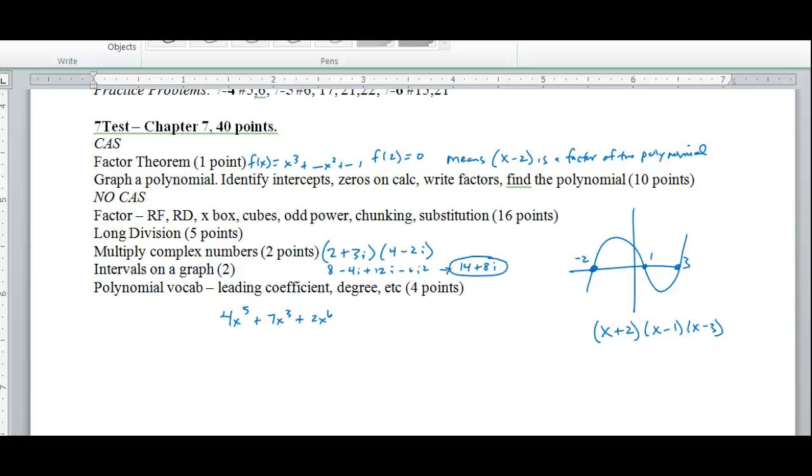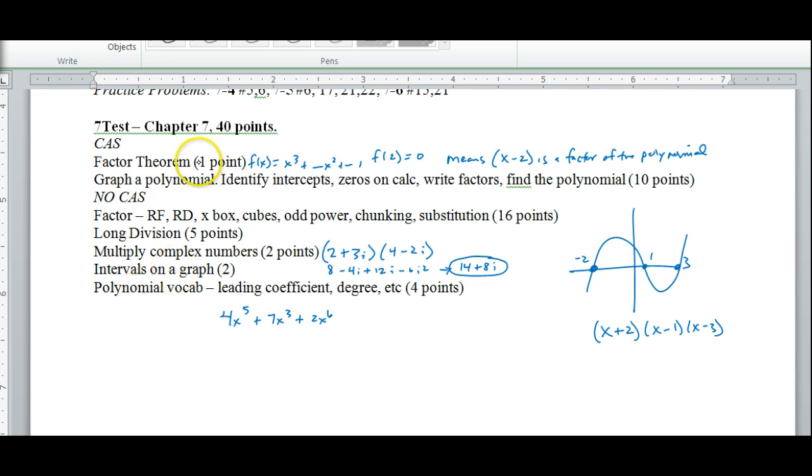This video will be for FST, just a quick review for students prior to their Chapter 7 test. This is the review list that was posted to Moodle, and I'm just going to talk through each of the pieces. The only one I'm not going to talk about here is long division, because there was a whole lesson on that, lesson 7.3, so students can simply review the video of 7.3 to review long division. But the rest of the topics will be reviewed in this video.